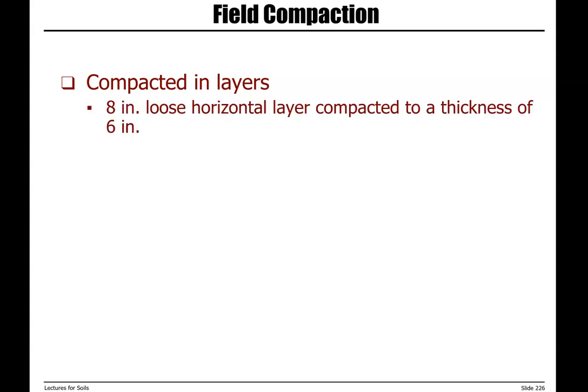For field compaction, soil is spread in layers and then a certain amount of water is sprayed. In the lab, we conduct the standard Proctor test to find the optimal moisture content, which yields the maximum level of compaction. Then soil compaction is done in layers.